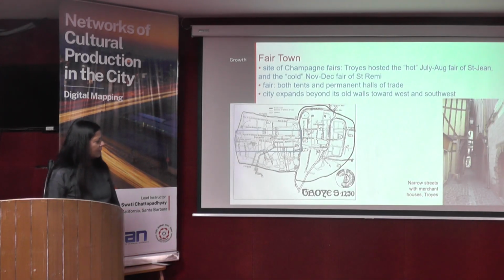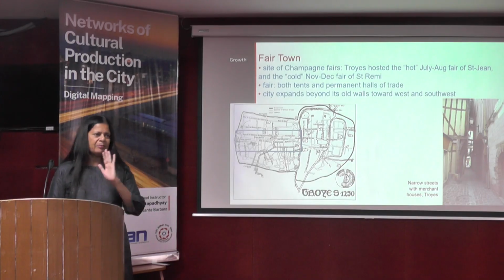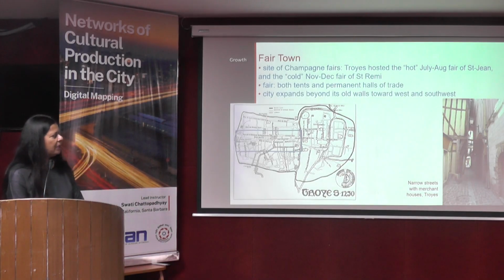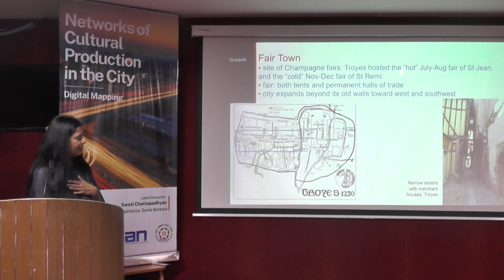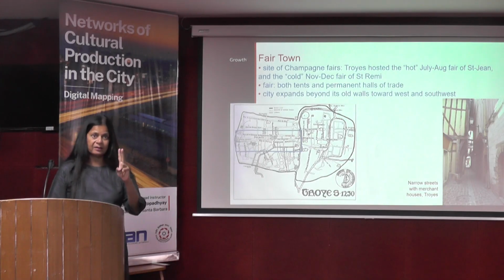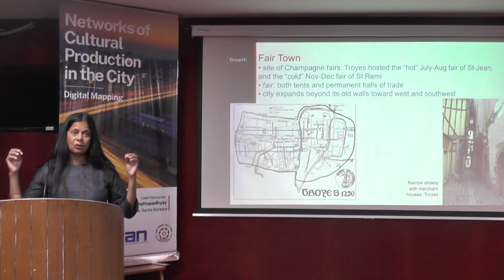So Troyes is a fair town, and it was a very old Roman town. This part is the Roman town, which had been, the walls had been devastated many, many times. It's a long story. We don't have to get into the long story. But what was peculiar to Troyes and its claim to fame is that it held both the hot July-August fair and the cold November-December fair. Twice, that means Troyes was entertaining merchants, and this is long-distance trade.